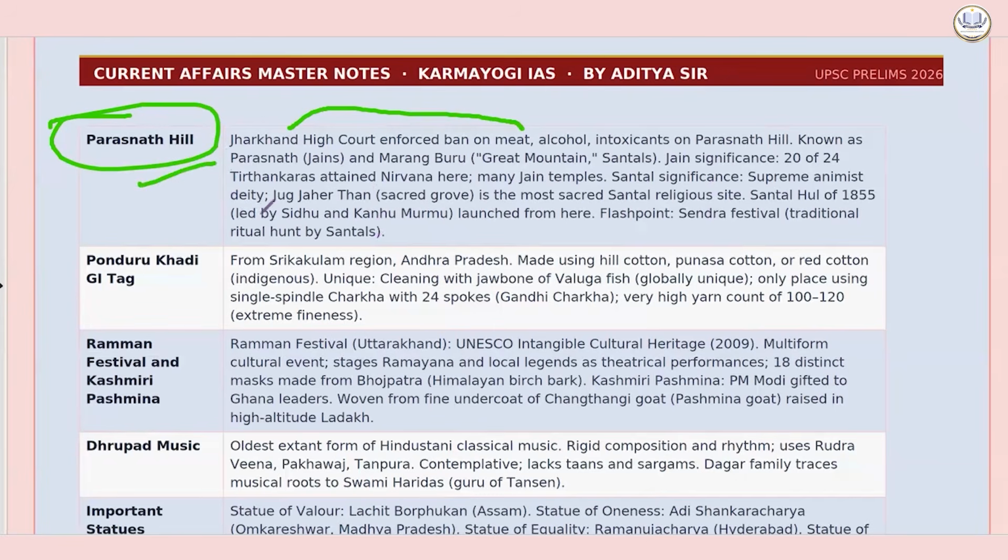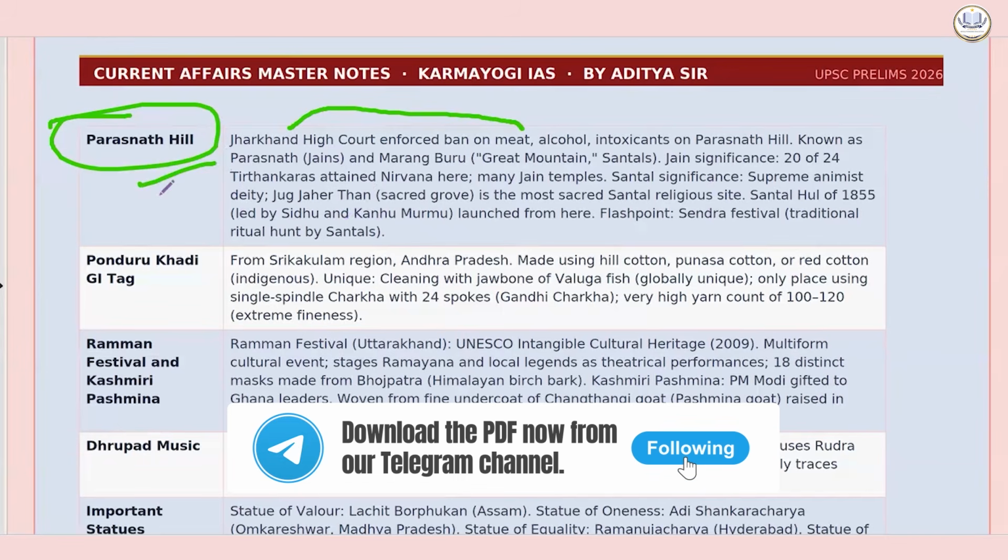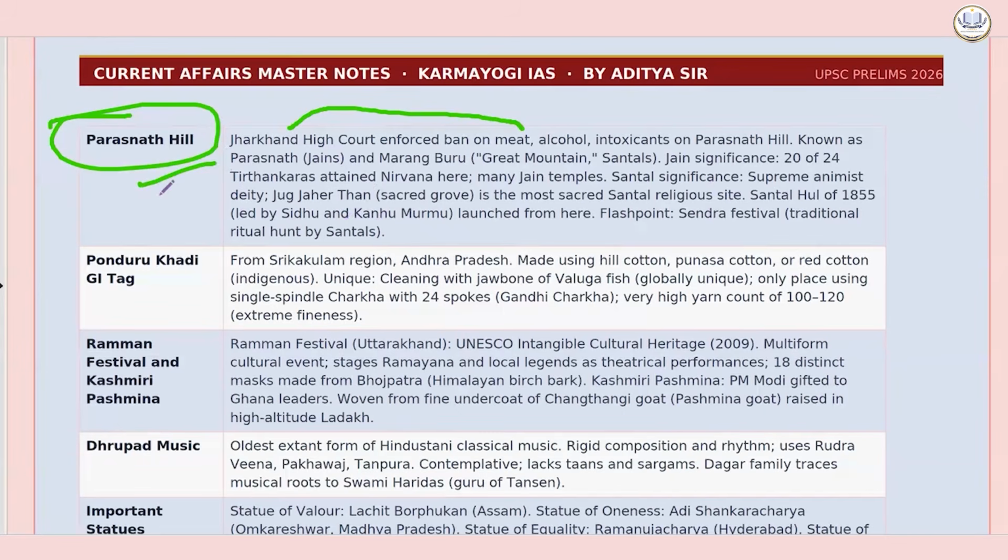There are many Jain temples. For the Santals, Marang Buru is the central Supreme Animist deity, and Jug Jaher Than, the Sacred Grove, is the most sacred Santal religious site. The Santal Hul of 1855, led by Sidhu and Kanhu Murmu, was launched from here. A flashpoint is the Sendra Festival, a traditional ritual hunt by the Santals.